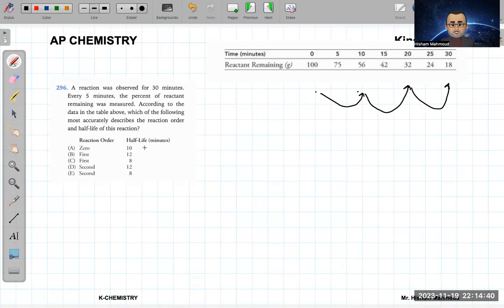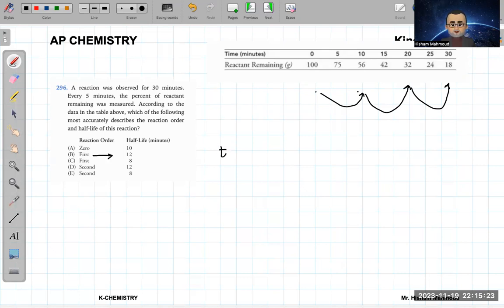So you can say that the half-life is 10 minutes. So is it zero order or first order? It takes almost between 10 and 15. It's not 10, it's between 10 and 15. If it is like that, then it will be first order. This is the T half.